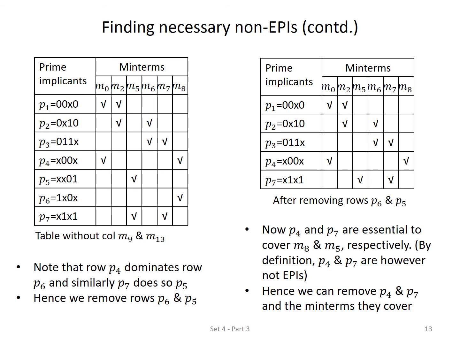Now, if you look at the smaller table, we see that column M5 is covered only by P7. That means P7 is essential to cover min term M5. Similarly, if you look at column M8, you see only one check mark in this column. That means P4 is essential to cover M8. But by definition, P4 and P7 are not essential prime implicants, but they are necessary so that we can cover M5 and M8.